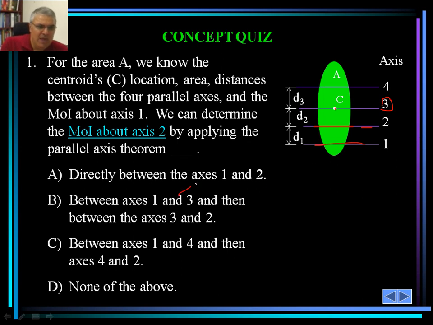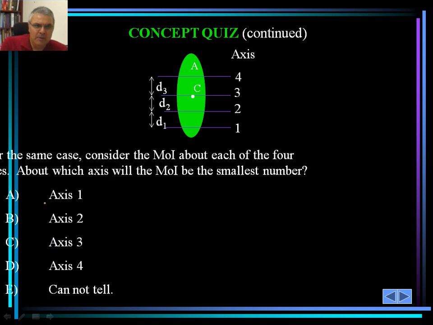So we can't do this one. We can't really do option C and D. The correct answer is really B, because first we need to apply the parallel axis theorem between 1 and 3, since 3 runs through the centroid of this object. After that, we can find the moment of inertia of this cross-section with respect to any axis that's parallel to the axis that goes through its centroid. So that's really the bottom line.